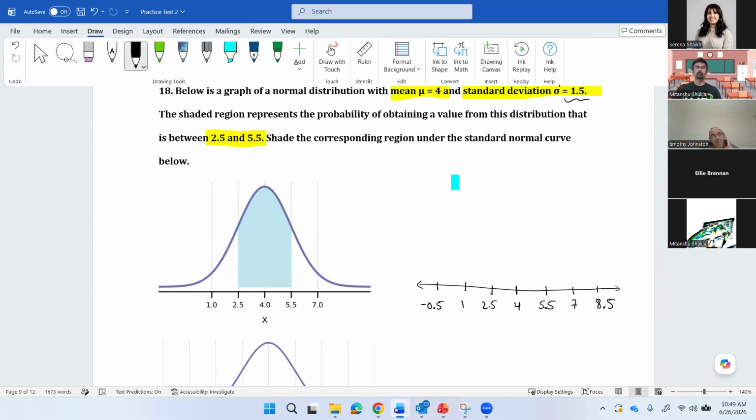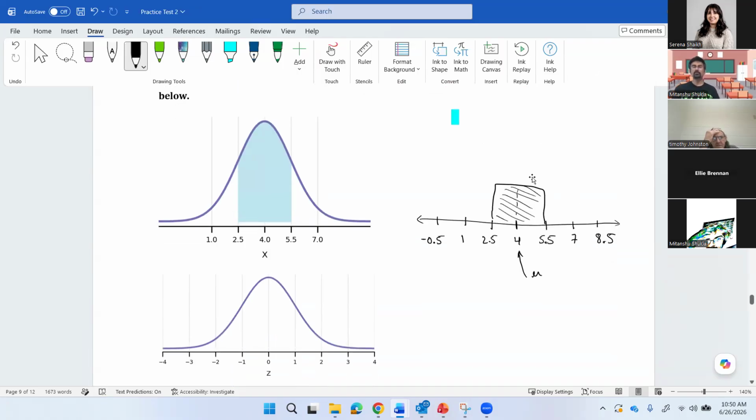They're telling us that this thing is shaded in between 2.5 and 5.5. Well, 4 is my mean. So it's 68%. It's 1 standard deviation away from my mean. So what do they want us to do here?